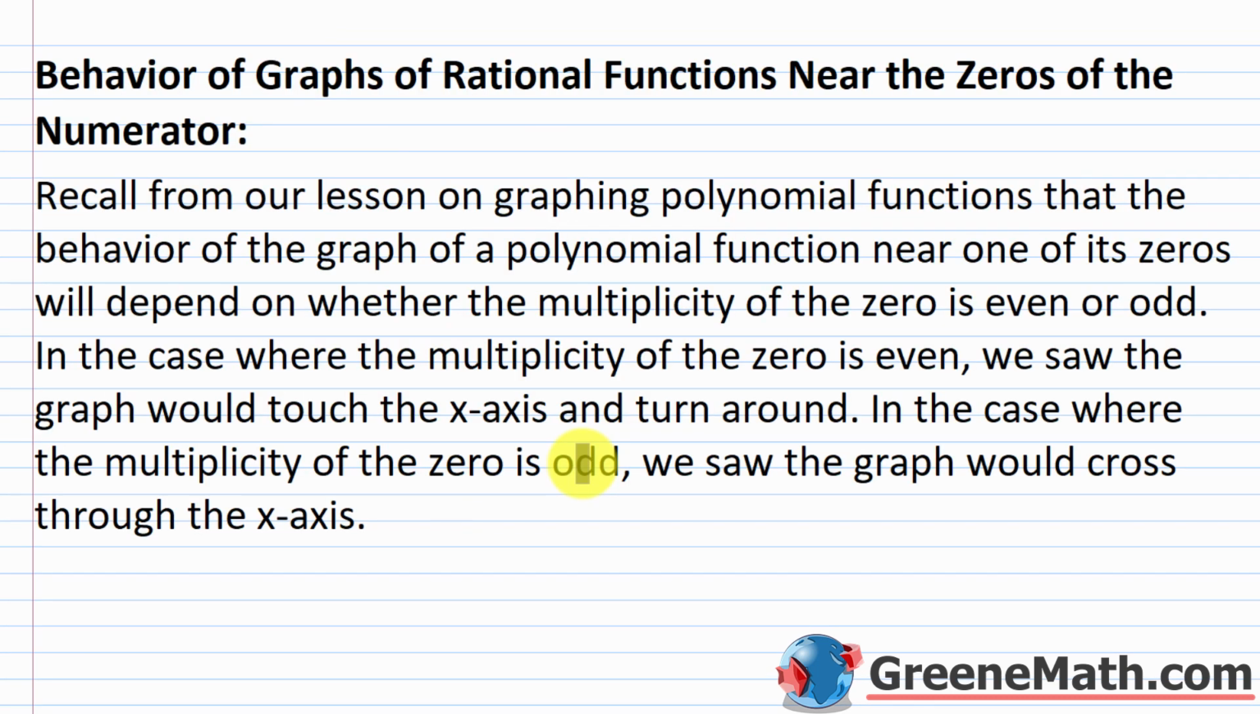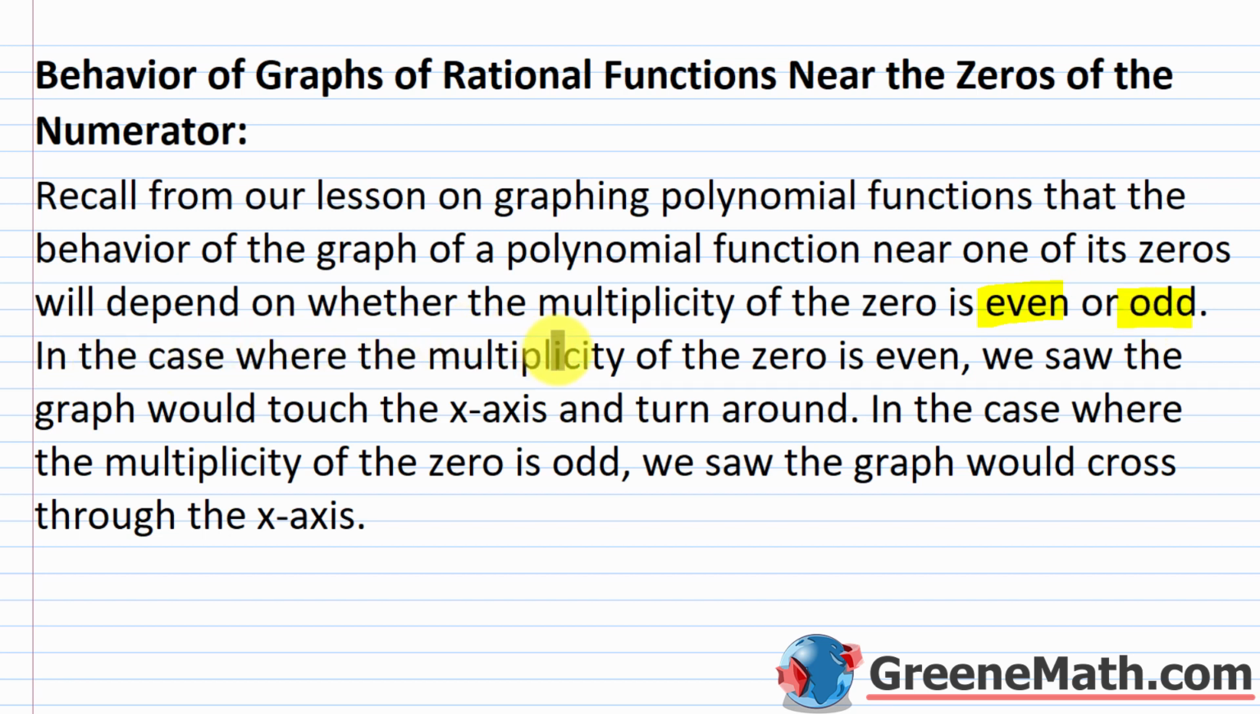All right, let's think about the final piece of the puzzle here. So we have the behavior of graphs of rational functions near the zeros of the numerator. So I want you to recall from our lesson on graphing polynomial functions that the behavior of the graph of a polynomial function near one of its zeros will depend on whether the multiplicity of the zero is even or odd. So again, you can go back to that lesson if you want more detail.